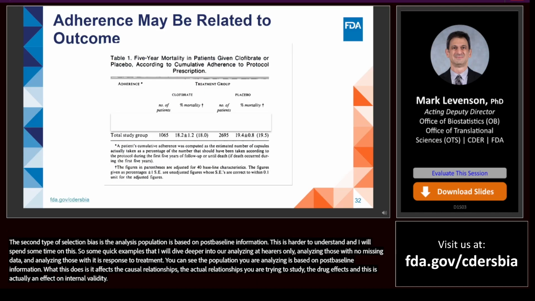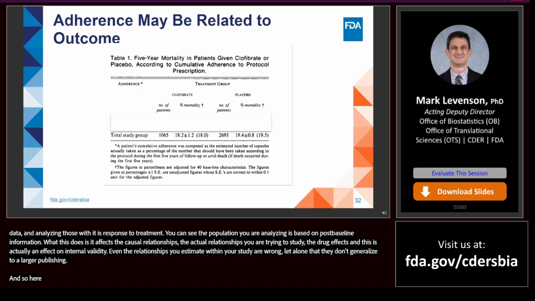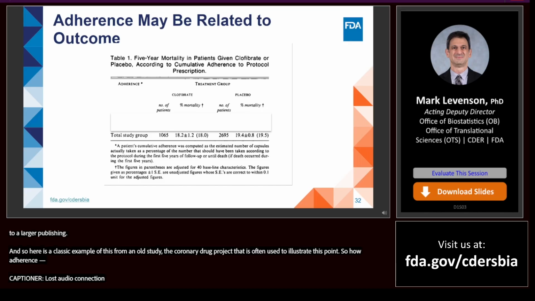classic example of this from an old study, the Coronary Drug Project, that's often used to illustrate this point. So how adherence itself may be related to the outcome. So here the drug clofibrate is being compared to placebo for a mortality outcome. On the bottom here, we have the percent of mortalities in the clofibrate group, which is about 18%, and the percent in the placebo group, which is about 19%. So there's not much difference here. It doesn't look like clofibrate has much effect on mortality in this population.